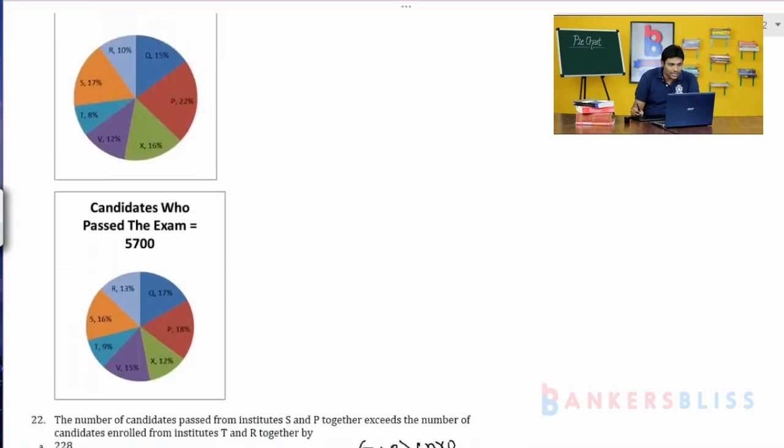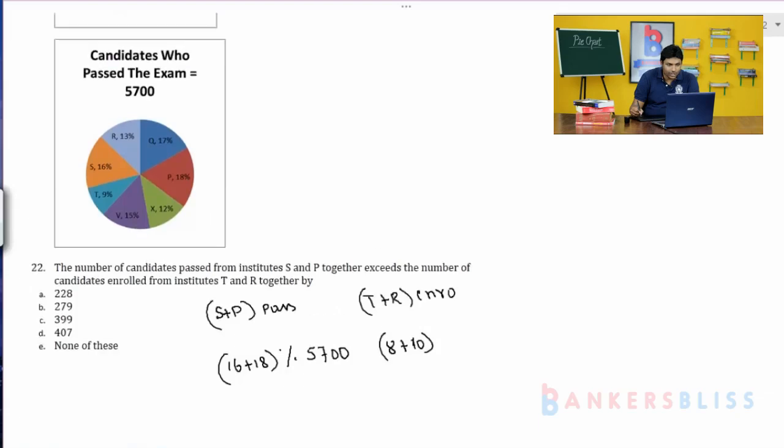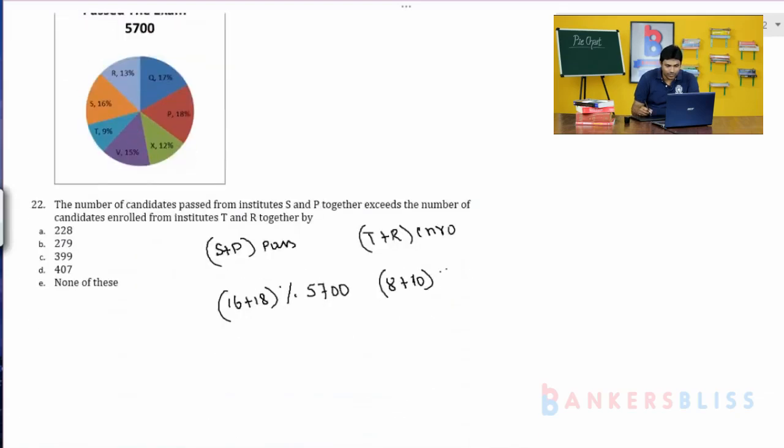So, T 8%, R 10%, 8 plus 10 enrolled, 8550. So, now 16 plus 18 is 34% on 5700. Next 18% on 8550 you have to calculate. So, let us calculate 34% first. How can you calculate 34%? 34% can be calculated as 30% plus 4%.